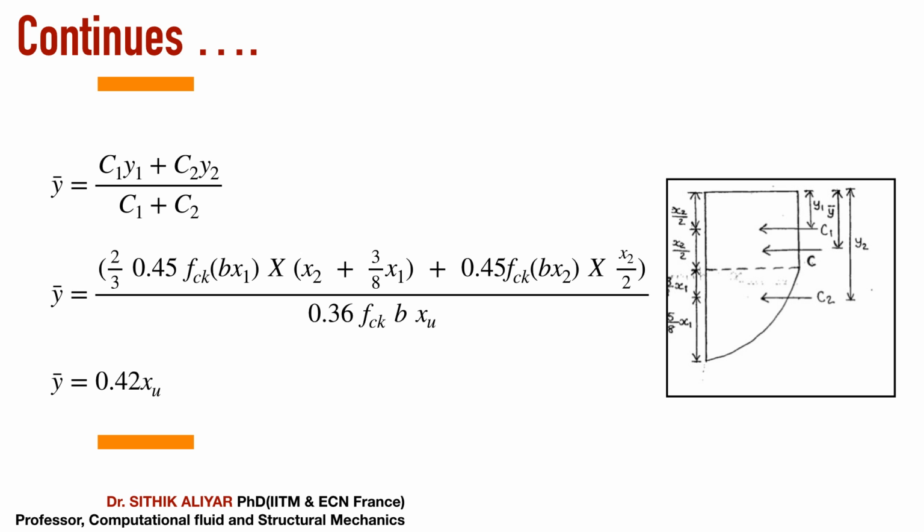Y1 is the distance from the top of the fiber to the center of the rectangle. Y2 is from the top of the fiber to the COG of the parabola. So you substitute everything. You see this slide, you take a pause and you derive it. You will know that the compressive force will act at 0.42 of XU from the top of the fiber. That will be your final answer, Y bar. If you solve this algebra, you will come to know the compressive force will act at 42%, 0.42 of the neutral axis from the top of the fiber.